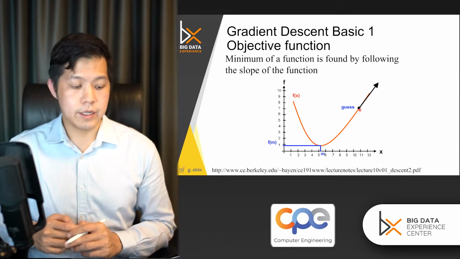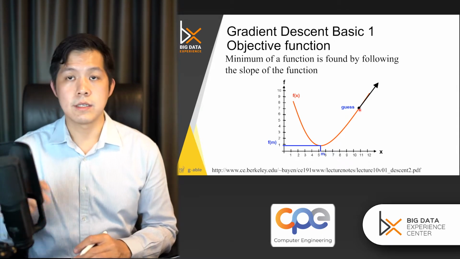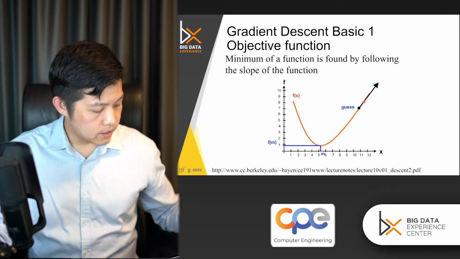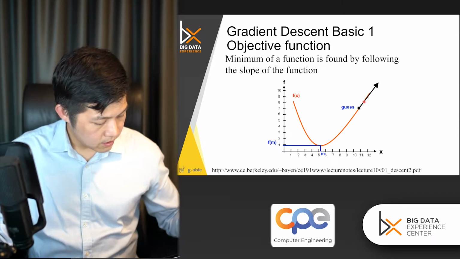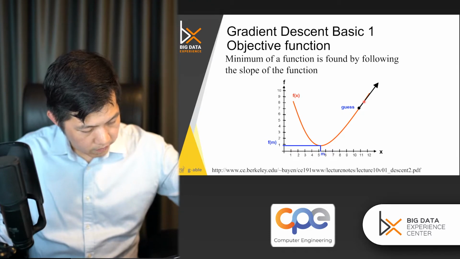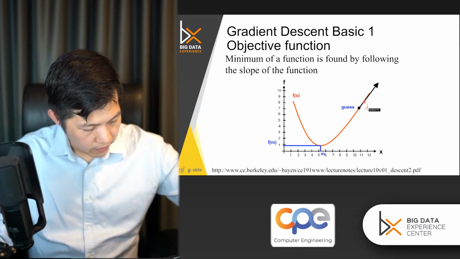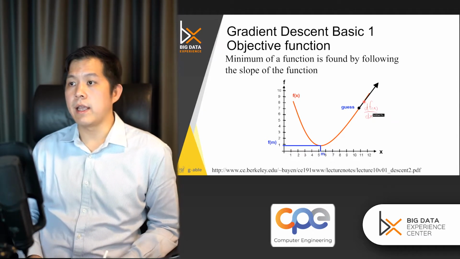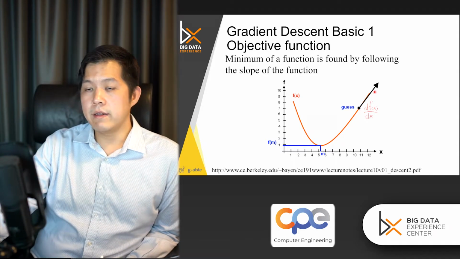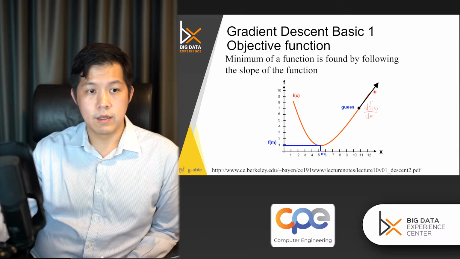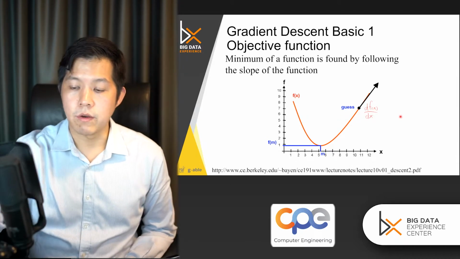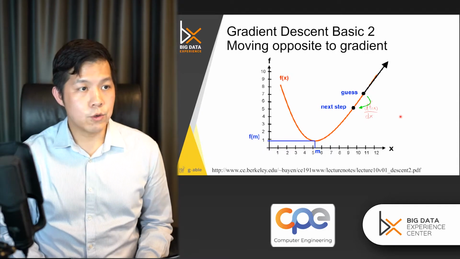Afterward, we can iteratively go down this slope by finding the gradient at this point. This gradient is the derivative of f(x) with respect to x, right? This is the gradient at this point. And then we can go to the next value by updating using this gradient, by going down. How to go down? Right?